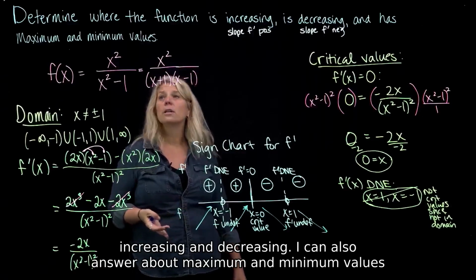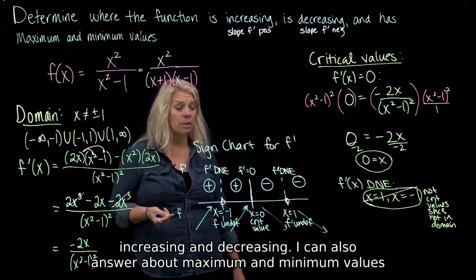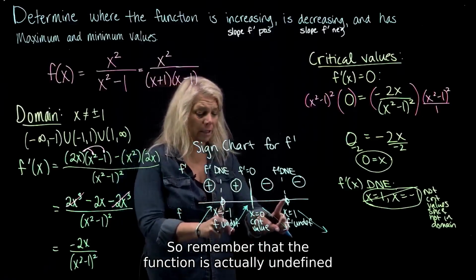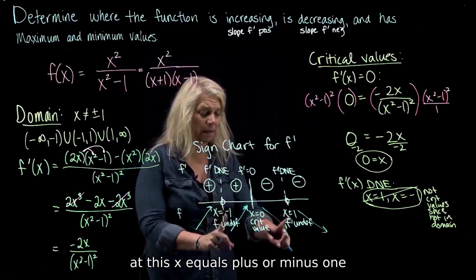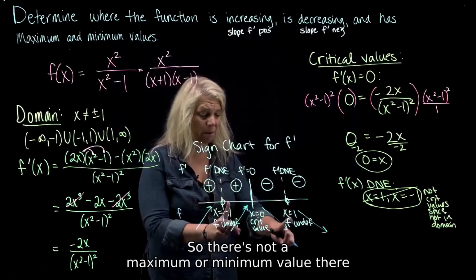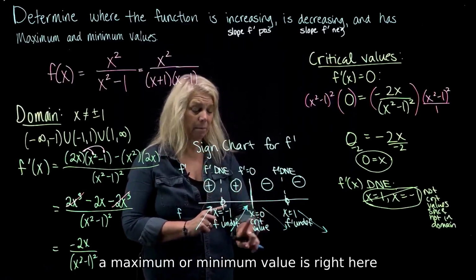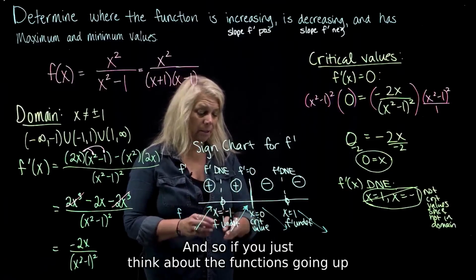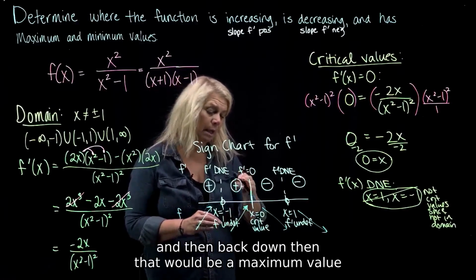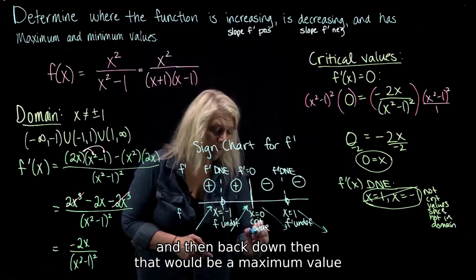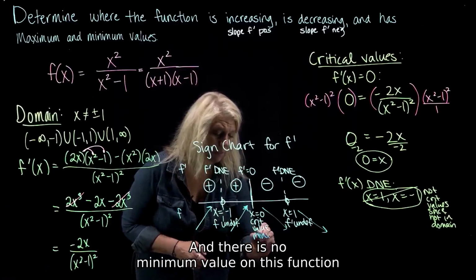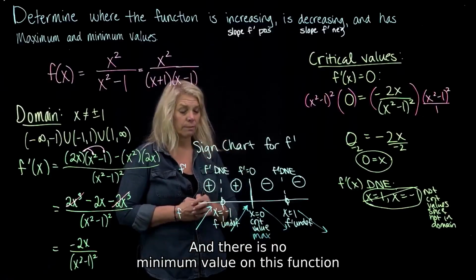I can also answer about maximum and minimum values. Remember that the function is actually undefined at x equals plus or minus 1, so there's not a maximum or minimum value there. The only place where there could possibly be a maximum or minimum value is right here. If you just think about the function going up and then back down, then that would be a maximum value, and there is no minimum value on this function.